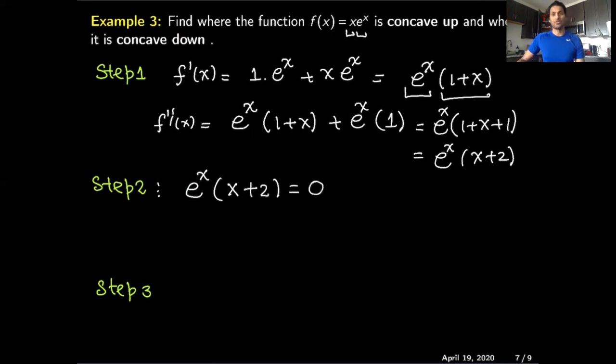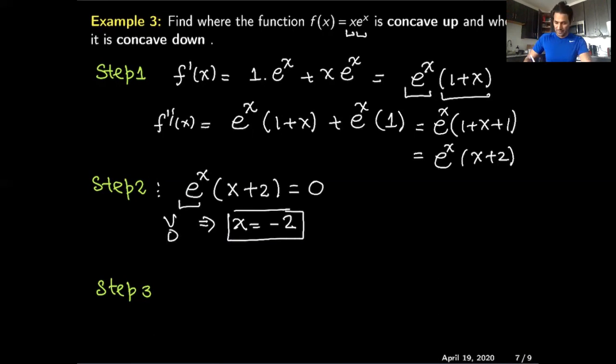Since there is no point where this cannot be defined, we'll just put the denominator equal to 0. I will see that x is equal to -2 is one critical value, where the second derivative of the function is 0. This function is always positive, so this will not give you any critical value. Now we're going to apply the line test on the second derivative. I have only one point, x is equal to -2.